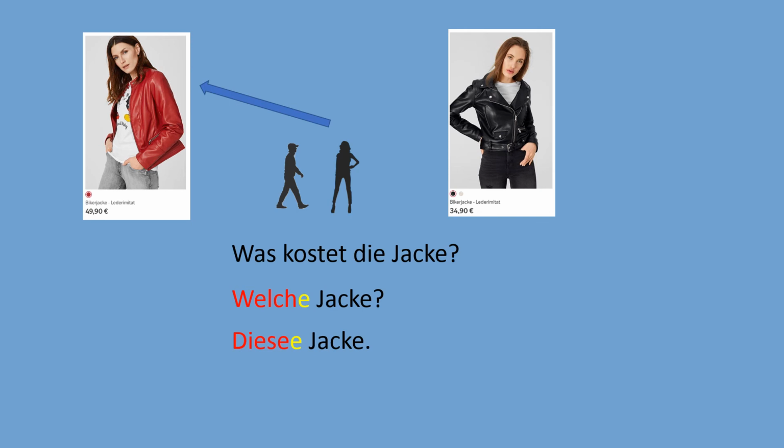Now let's go back to our friends in the department store. They take a look at different jackets and decide which jacket they're going to buy. Imagine that they see two different jackets and the question comes, Was kostet die Jacke? What is this jacket's price? We are not able to say because prices are different. So sooner or later the question will come, which jacket? Welche Jacke? Look, we use the question word welche with ending E because Jacke is die Jacke. Then somebody will point to a specific jacket and say this one. In German we say diese Jacke. And then the answer will come, Diese Jacke kostet 49,90 Euro.